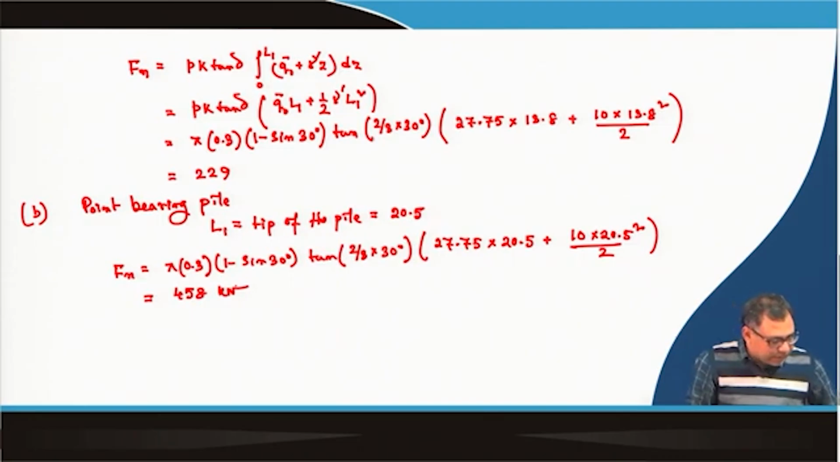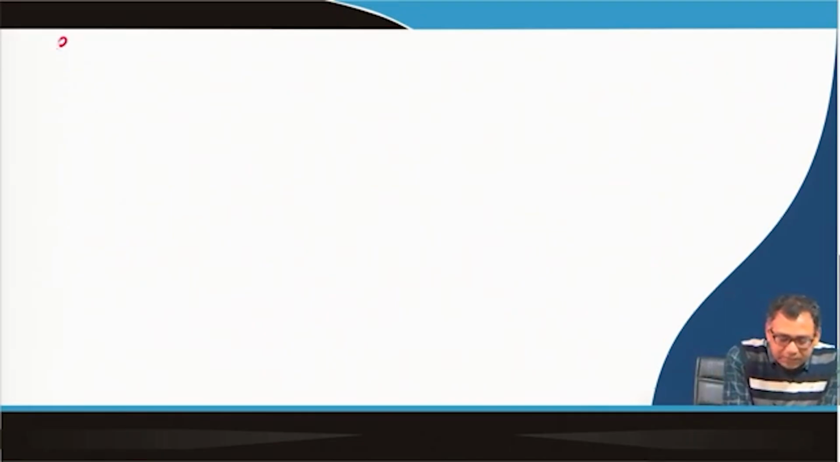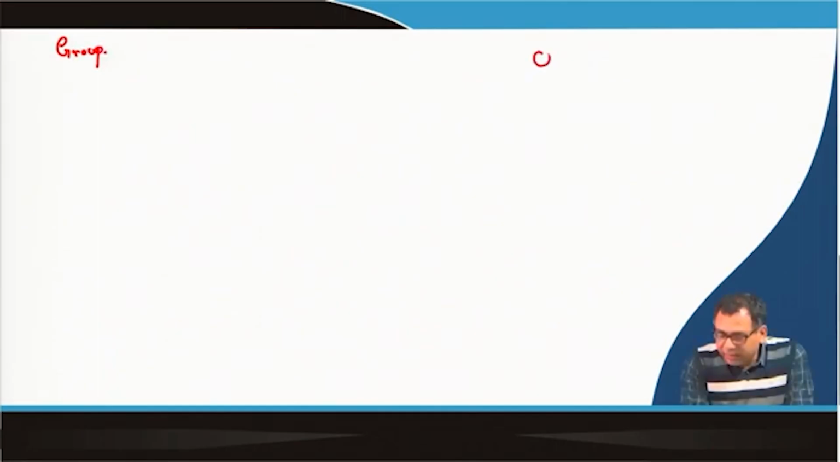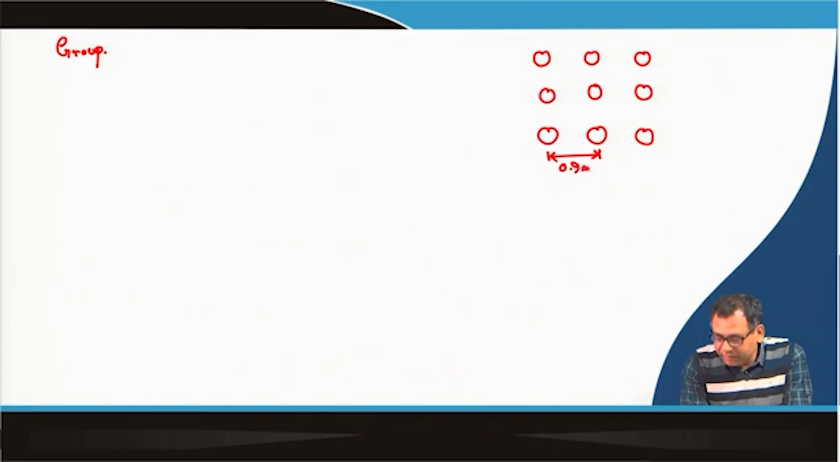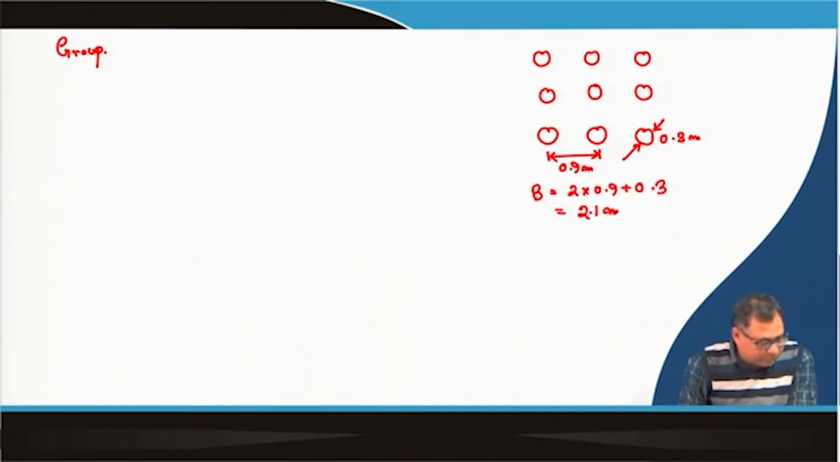So now I will calculate the last example problem. This is for a group. We have a group of 9 piles in a square group. The spacing between the piles is 0.9 meter, and the diameter of the pile is 0.3 meter. So my B is 2 into 0.9 plus 0.3, that is equal to 2.1 meter.